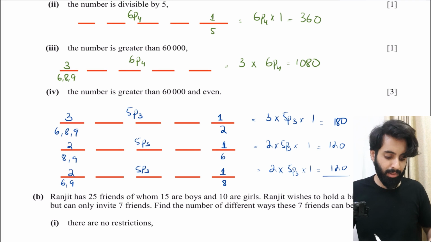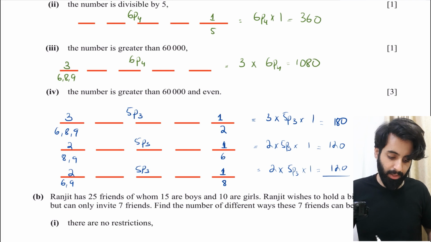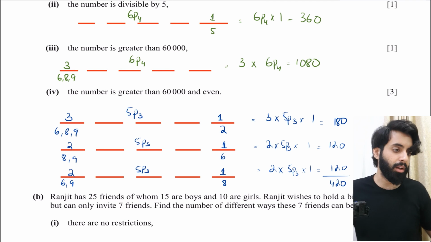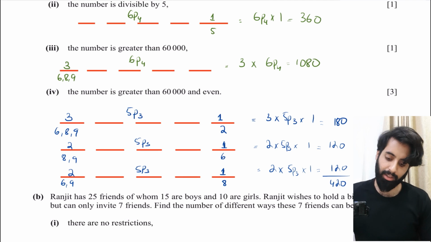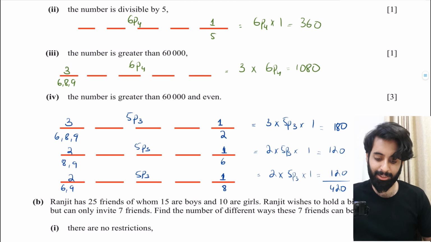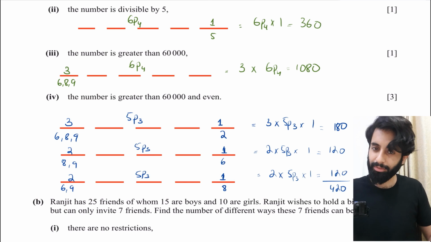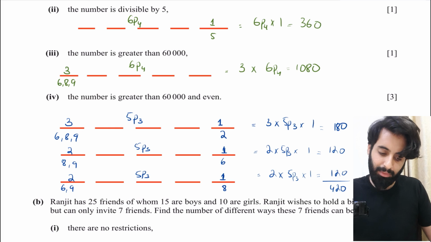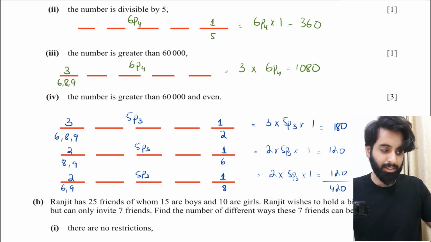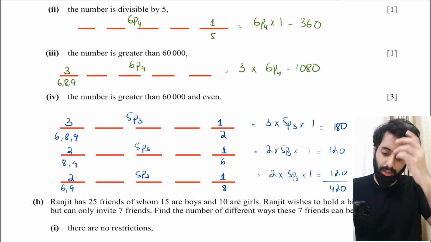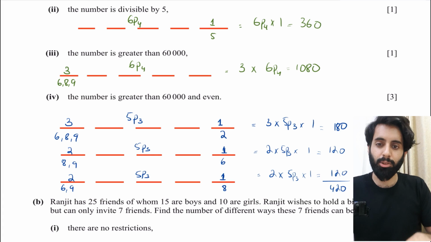Now let's sum them up. 120 plus 120 plus 180 is equal to 420. And that is the correct answer. So yeah, questions like these, I like to call them a conflict question. The reason why I call them a conflict question is because the numbers that you're using as the units digit can also be used as the first digit. So that means there's a conflict.